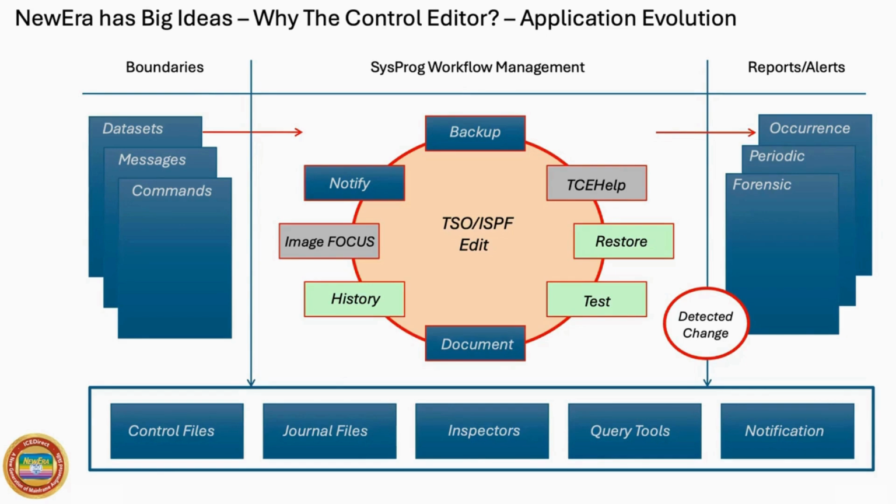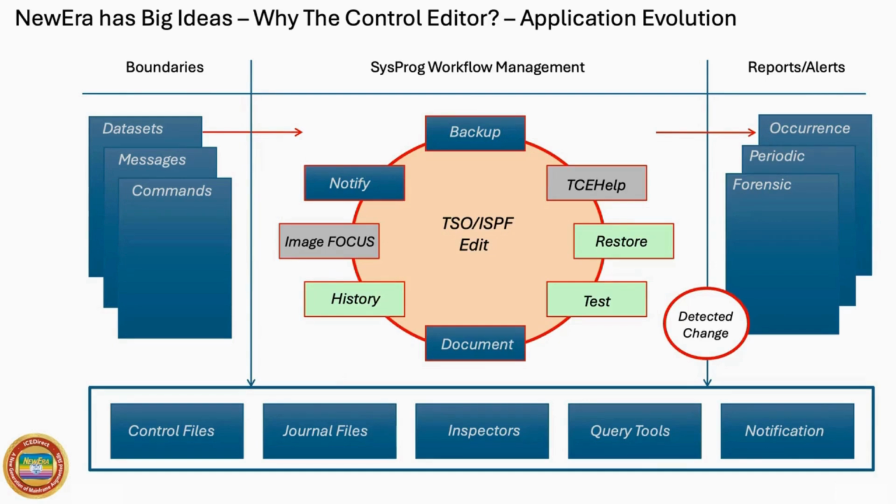Now, along with that came some other functionality in the TSO-ISPF environment, things like notification, for example, or the ability to perform an image focus inspection in real time against a member that was being updated. So we could test members before we actually committed them to production. We had a complete record of the history of changes that were made to members over time. And importantly, we added a documentation functionality that allowed for users to document their changes in line.